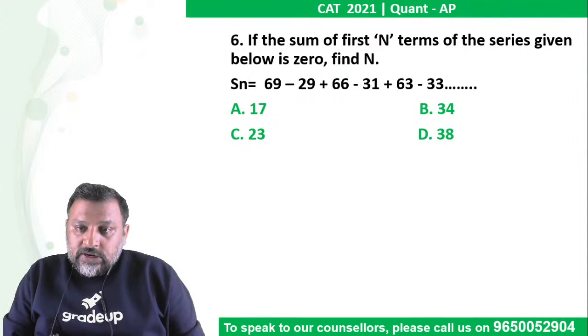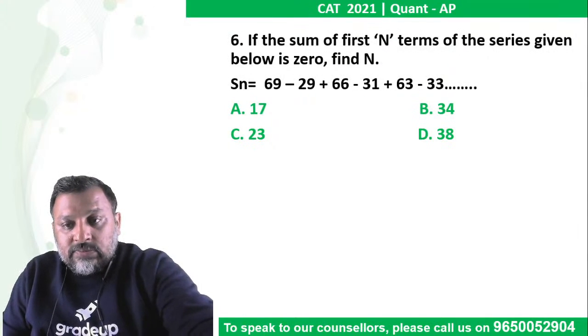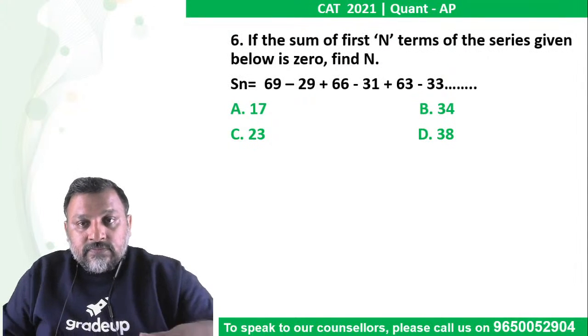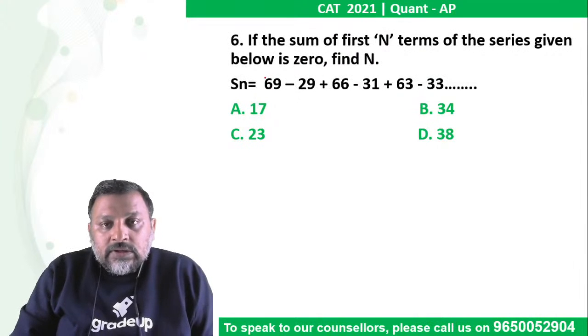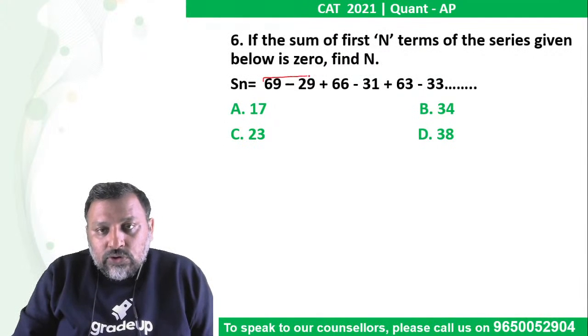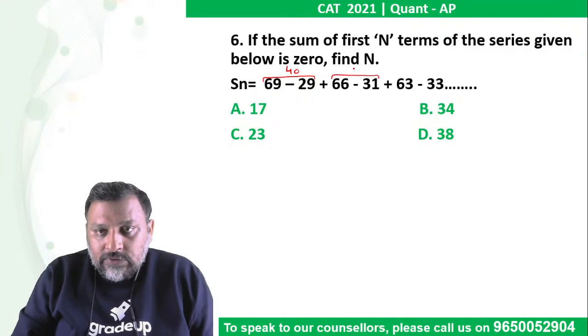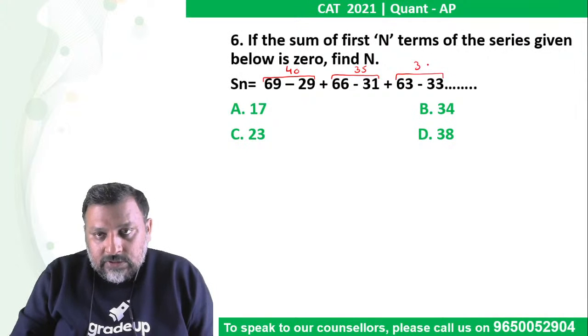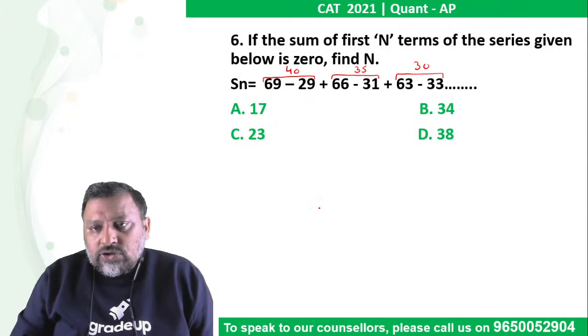Okay, Rohit is getting B option. Very good Rohit, your answer is correct. It is B. See, if I look at this, how much is this? 40. Then this is 35. Then this is 30. So we can see that this is also an AP.